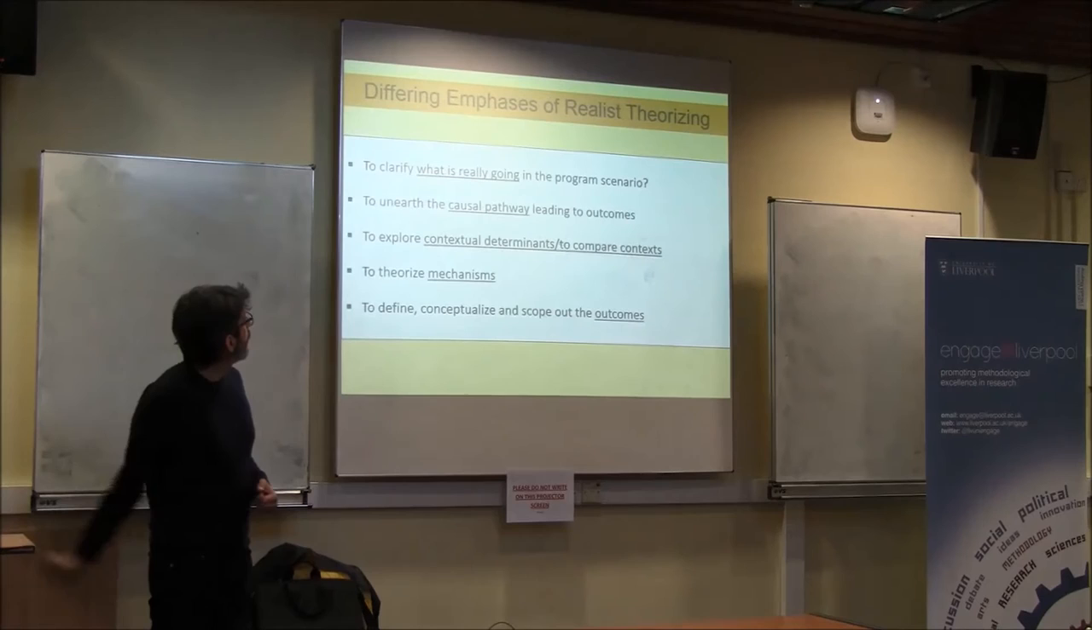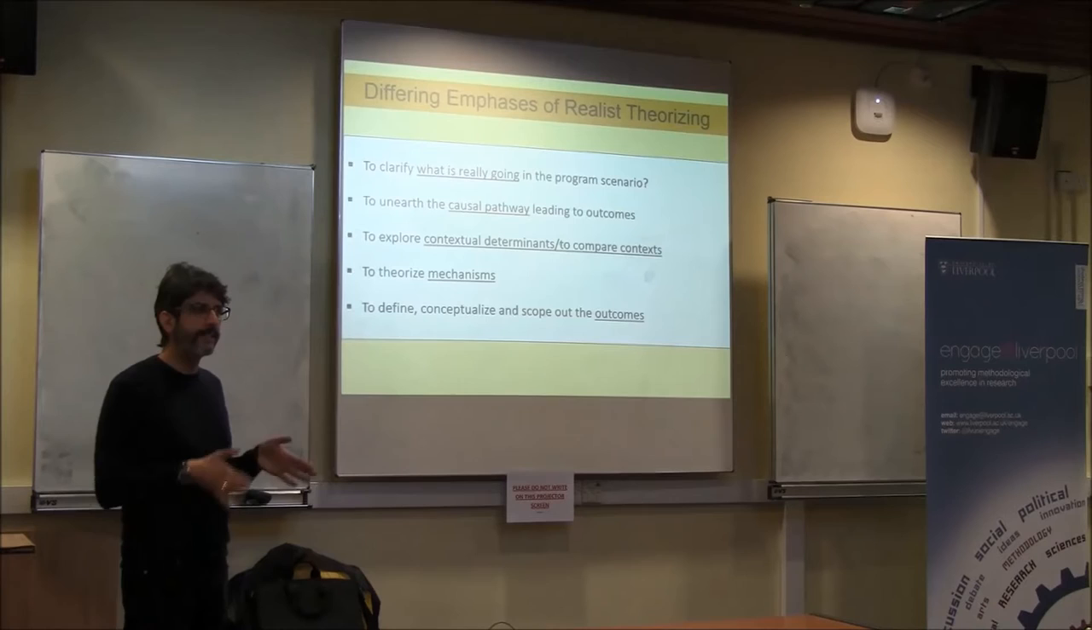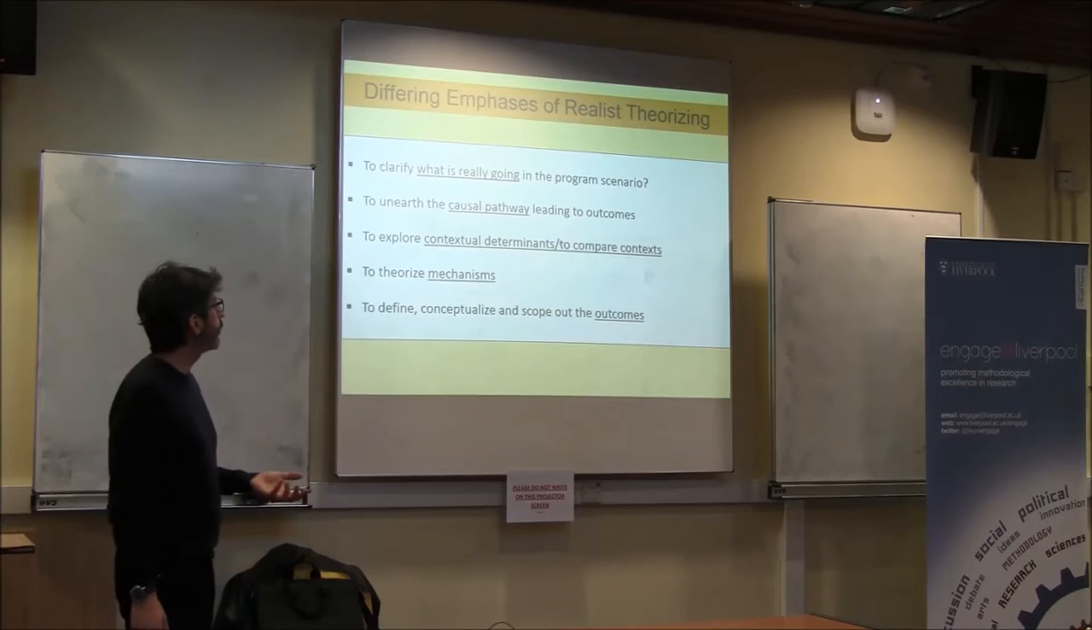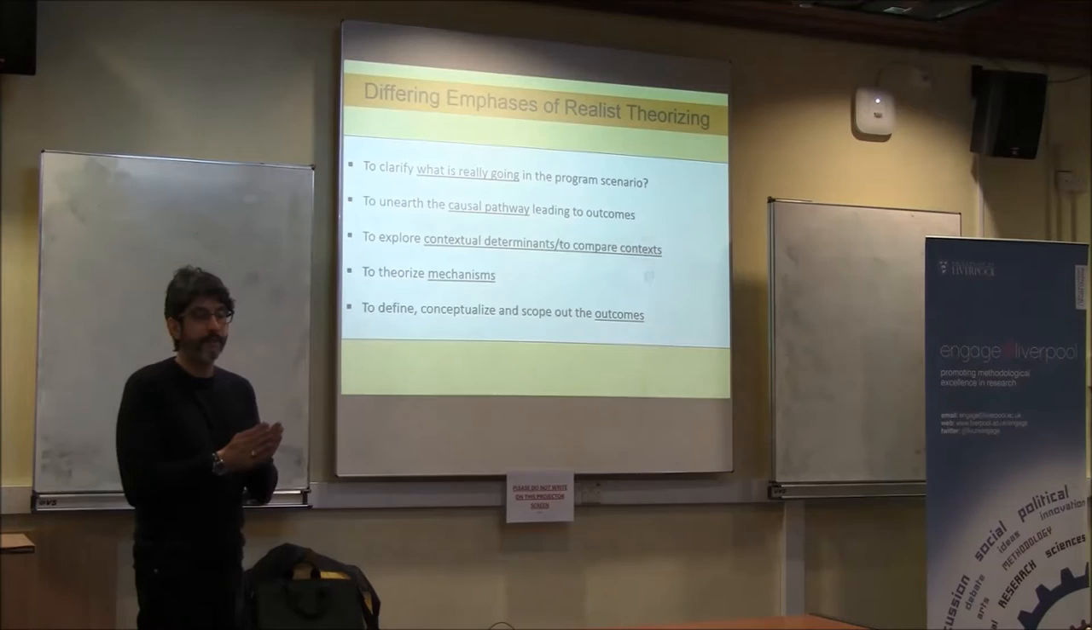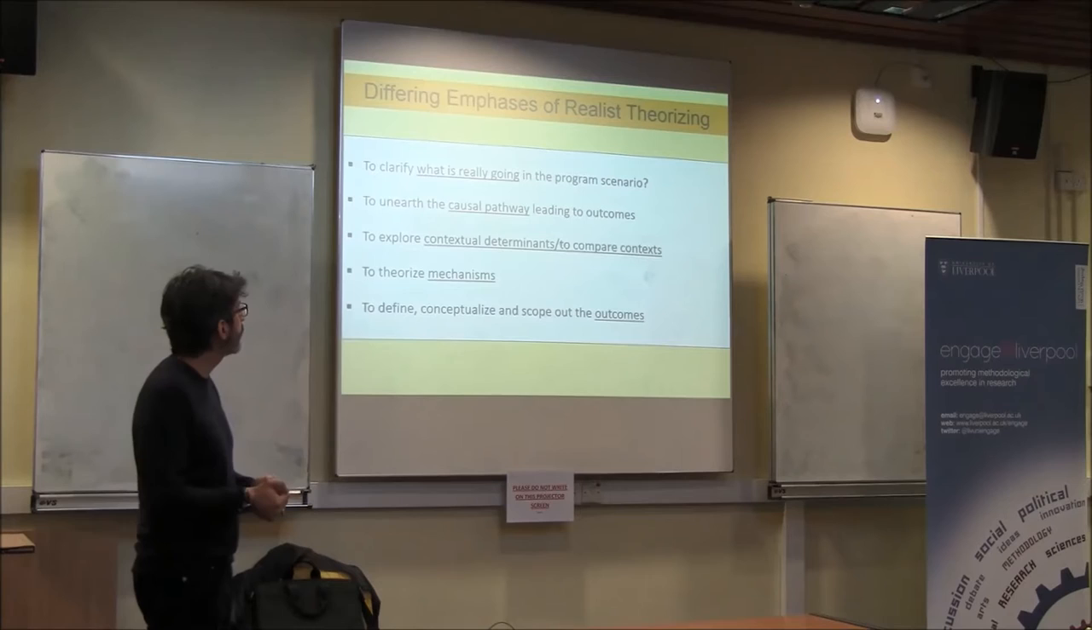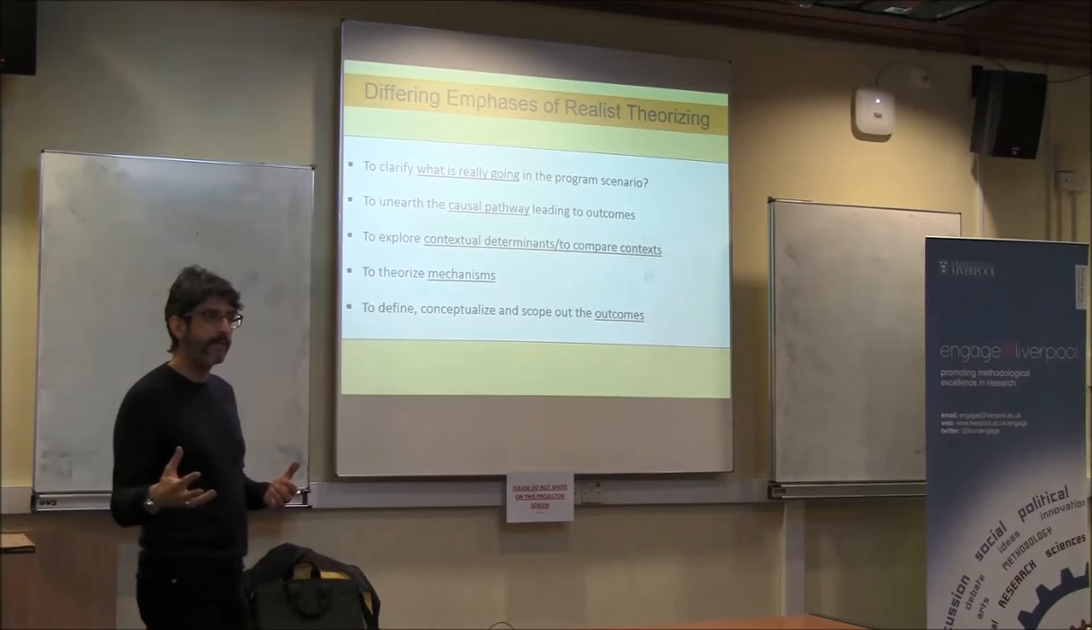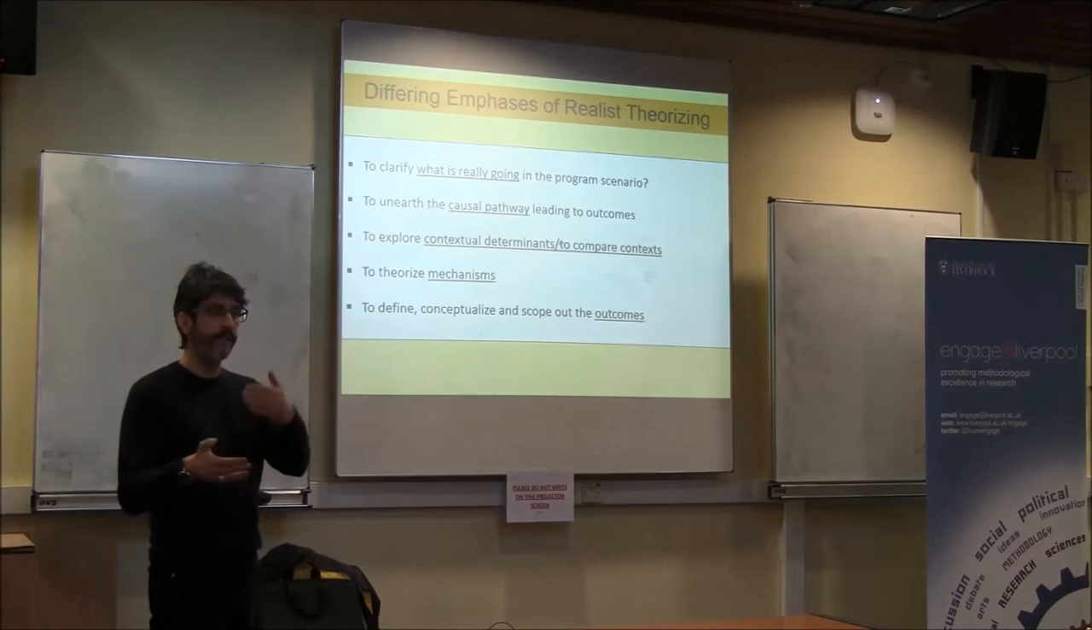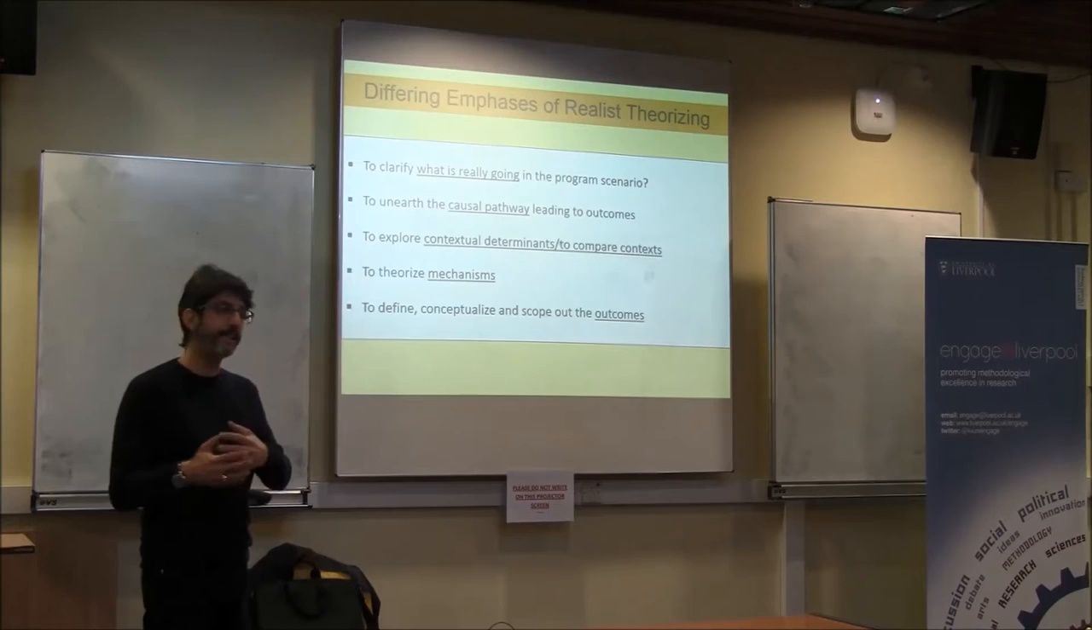And in each realist project, the emphasis can be different. For one realist project, it can be really to clarify what's really going on in the program scenario, because it's amazing when you start studying programs that quite often we don't really even know what's actually happening. So really to clarify what's going on, to unearth the causal pathway leading to outcomes. Sometimes these outcomes are very complex and very difficult to understand, and you can start to model a causal pathway that has a long chain, as we did in our study.